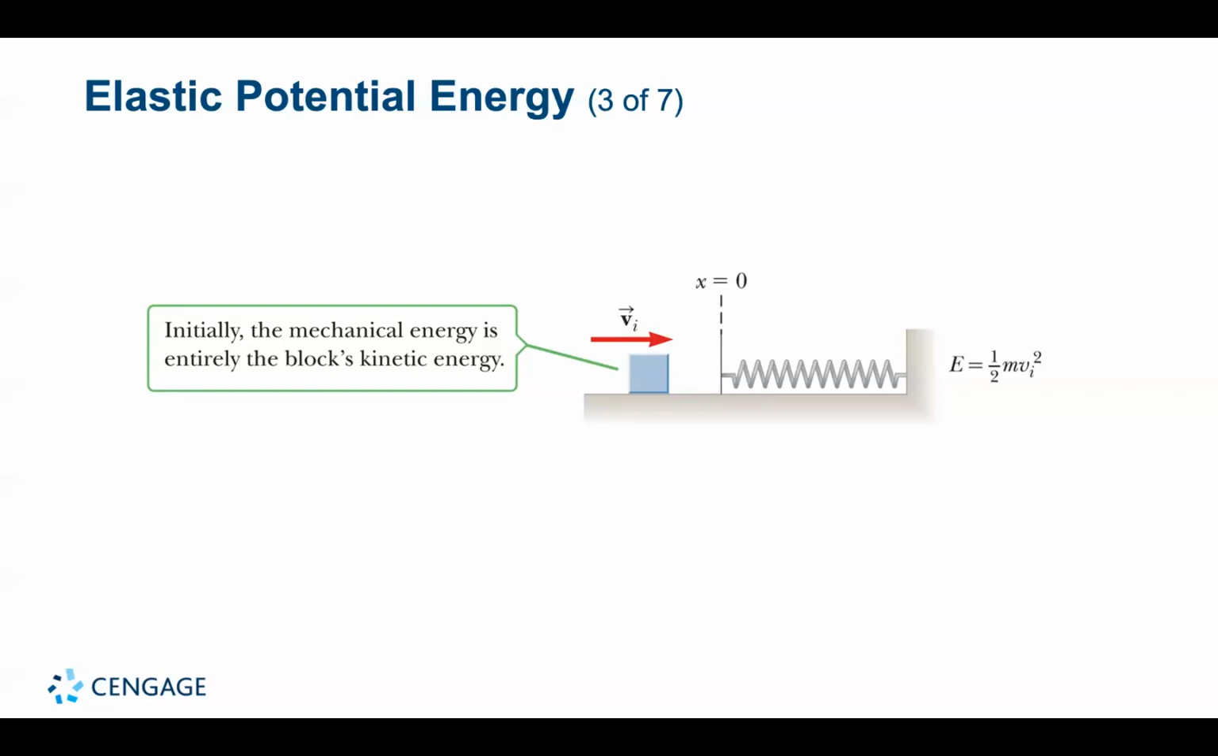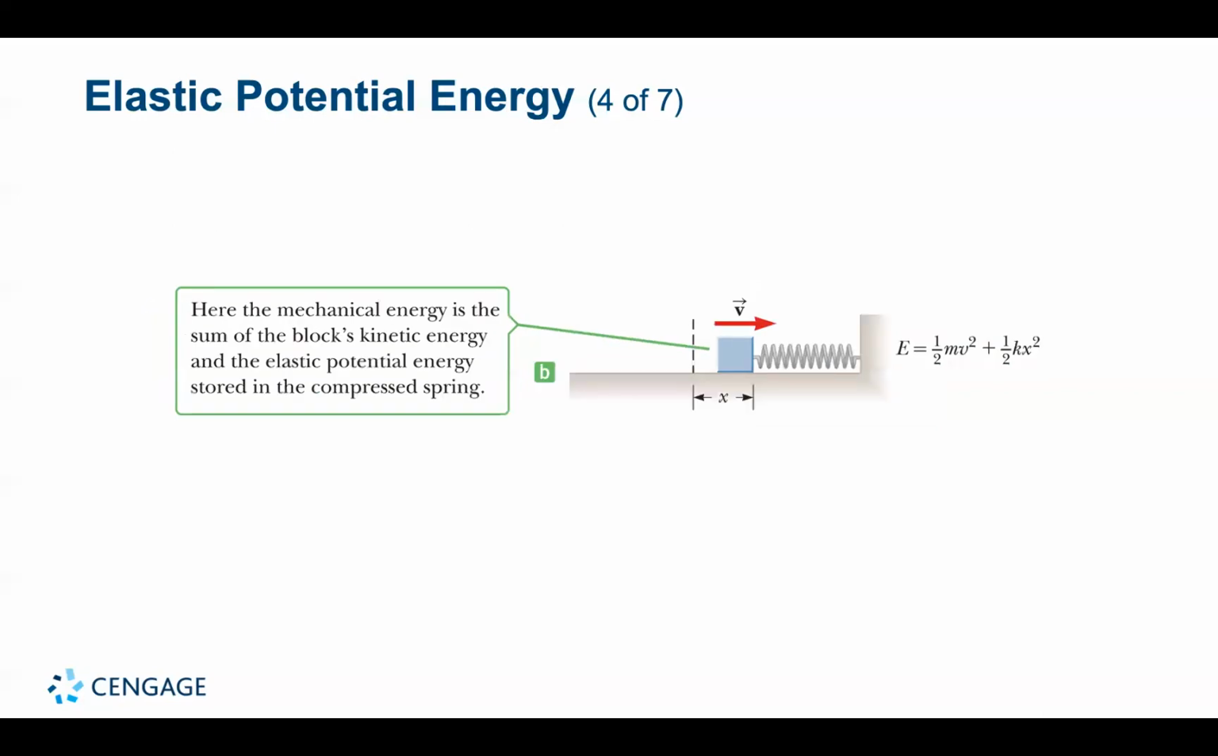So if we take a look at the figure, a block of mass m slides on a frictionless horizontal surface with constant velocity v sub i. The total energy of the system is the kinetic energy of the block. For our discussion, let's assume that the spring is very light and an ideal spring, and so it has negligible kinetic energy.